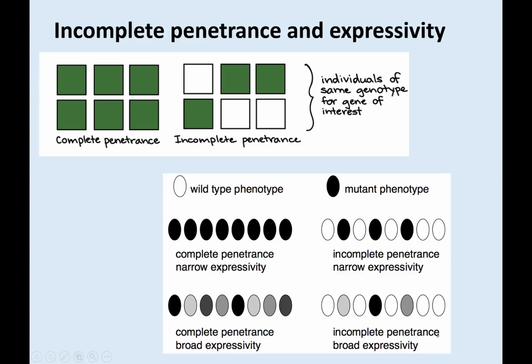Another set of terms is incomplete penetrance and expressivity. And this is where the genotype does not produce the expected phenotype. And this is how a lot of genes are in organisms. And this is because there's genes that are interacting with each other. But complete penetrance means every organism that has a certain genotype expresses it. So complete penetrance, you have it, you express it.